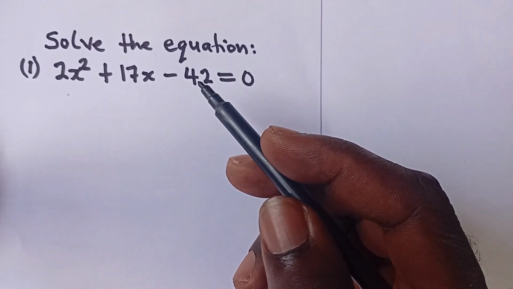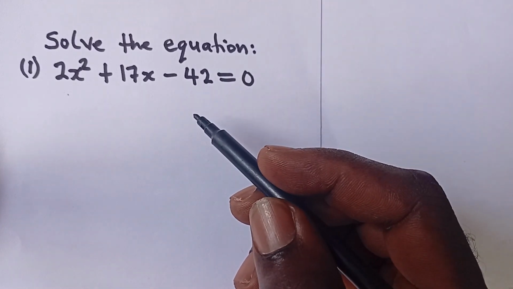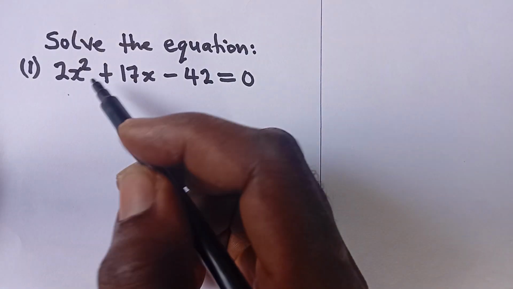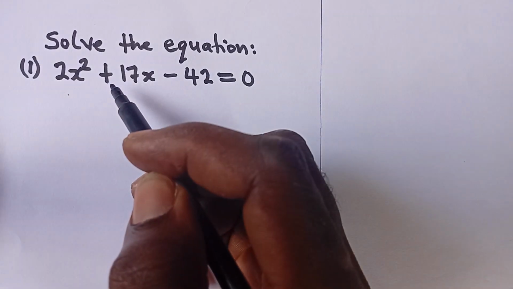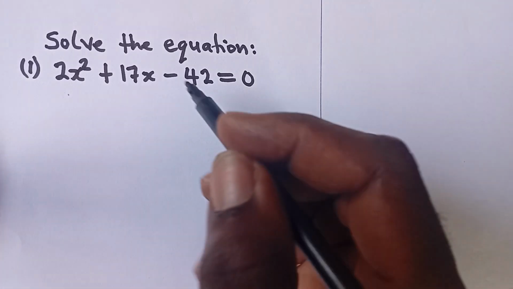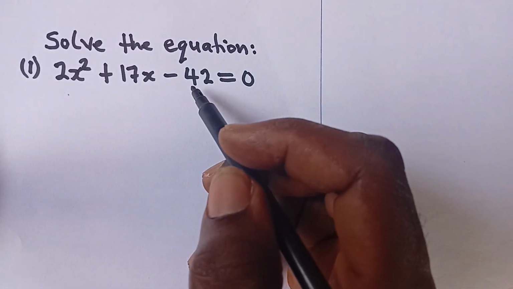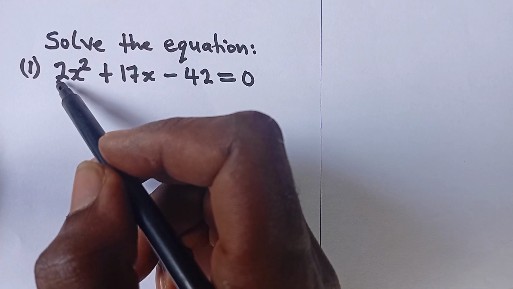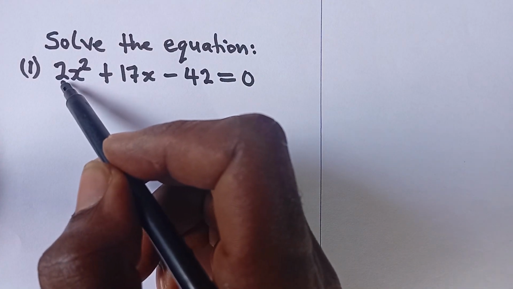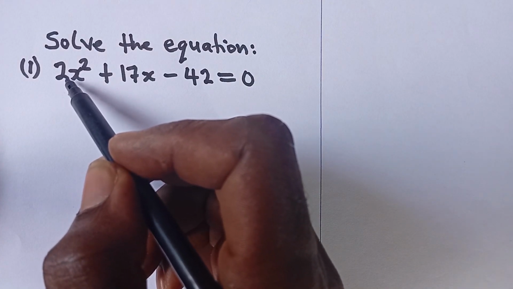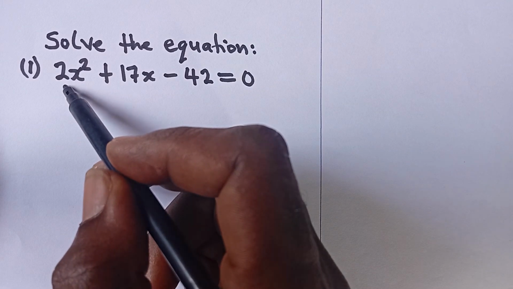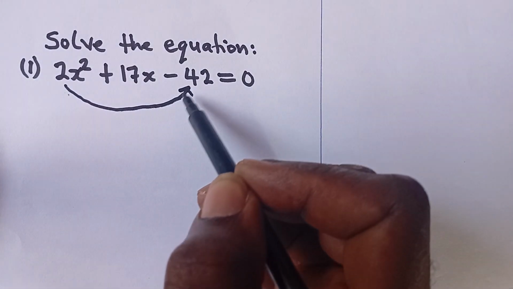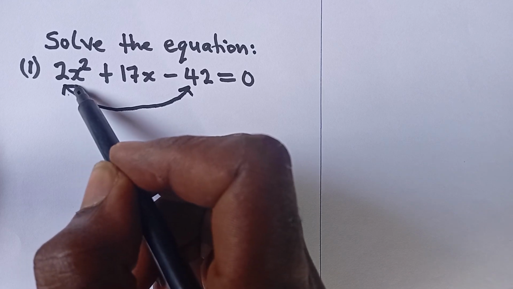Today we'll be looking at how to solve a quadratic equation. Now the question here says solve 2x squared plus 17x minus 42 is equal to 0. The first thing we are going to do here is to look at this. Here the coefficient is more than 1. So the first thing that we need to do is to multiply these two values.